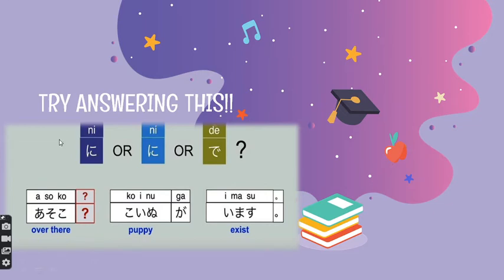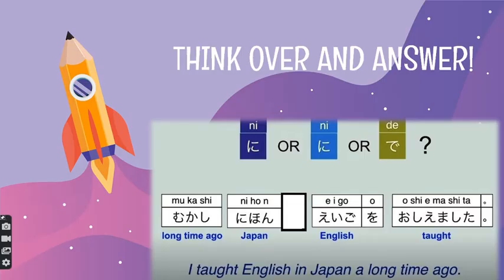The puppy is existing, but where? Asoko, right? Over there, right? So over there is the position where the puppy is existing. So this place of existence, asoko, is going to be marked by the particle ni. Okay, great, you did it. Now think over this and answer.